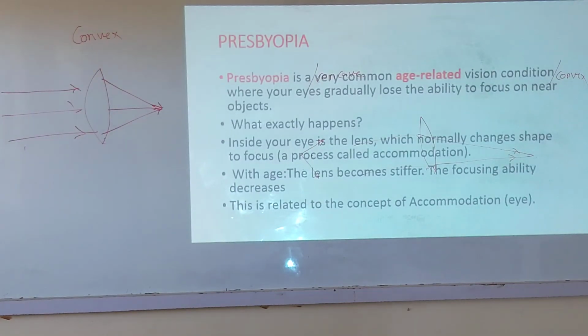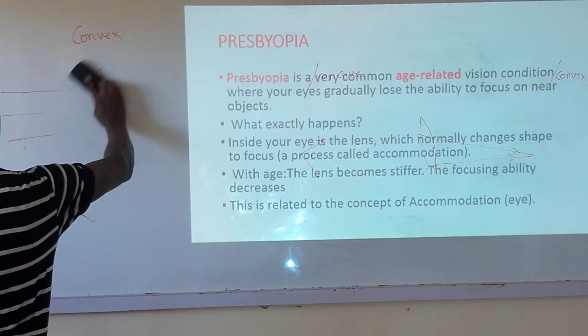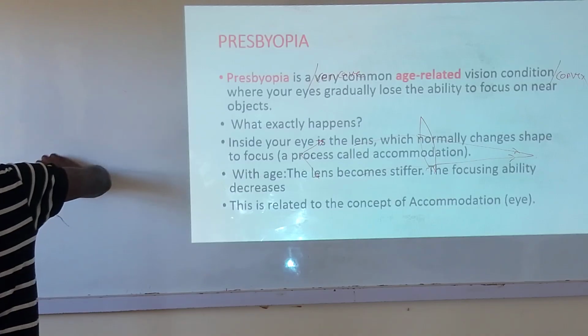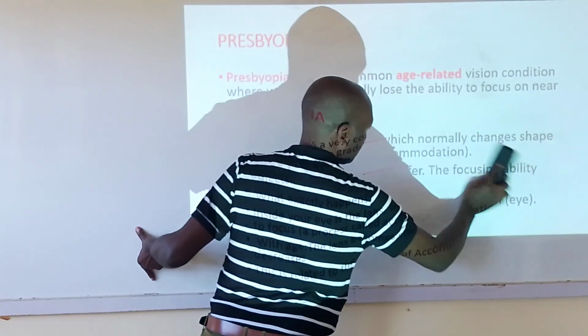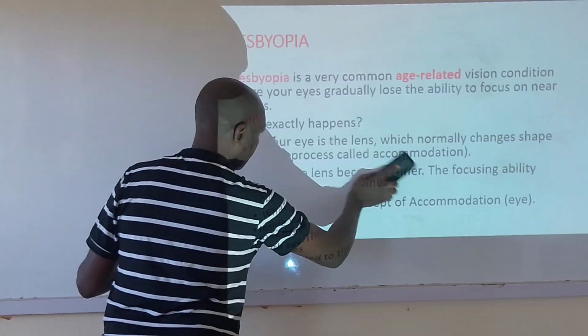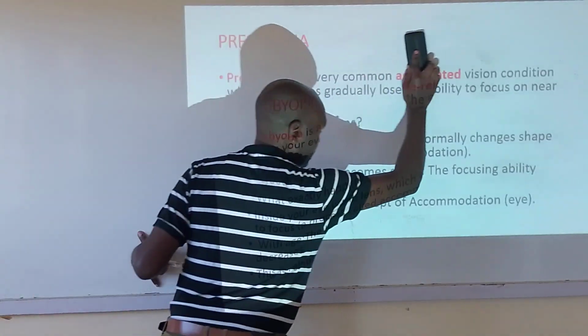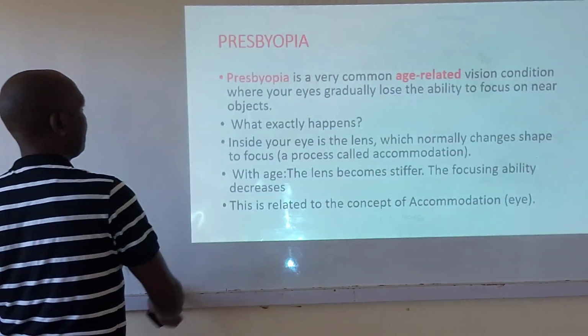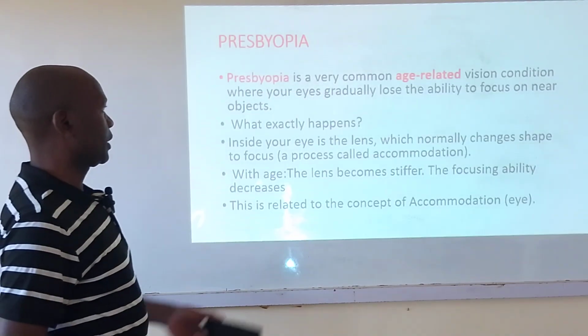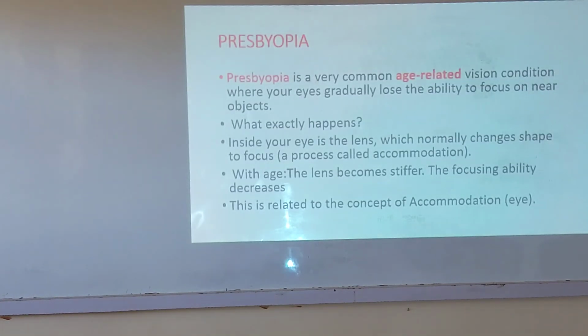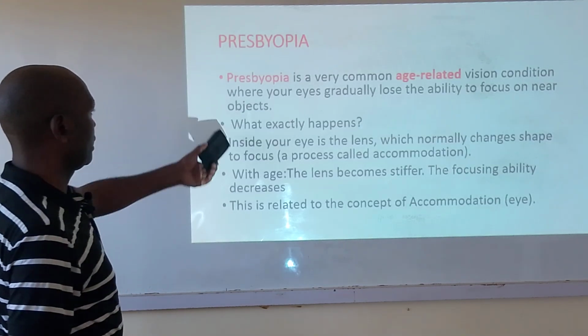And what is presbyopia? Presbyopia is also a refractive error, but this one is age related. It has nothing to do with the size of the eyeball. It is a common age-related vision condition where your eyes gradually lose the ability to focus on near objects.